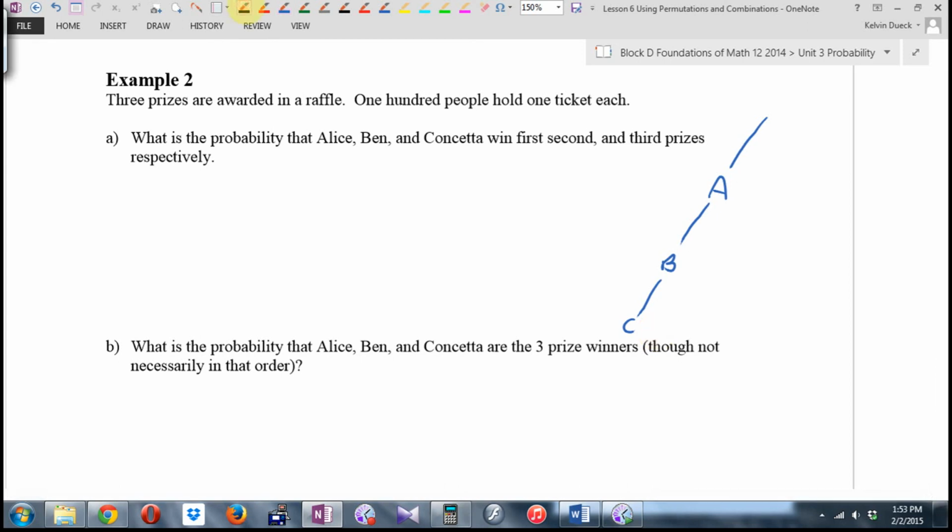How many Alices are there in the deck? 1 out of how many raffle tickets are there? So Alice has a 1 in 100 chance of winning first prize. Okay, she just did. How many tickets does Ben have left? 1 out of how many are left?